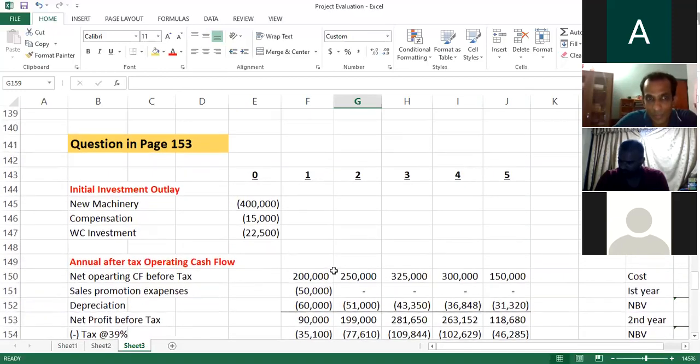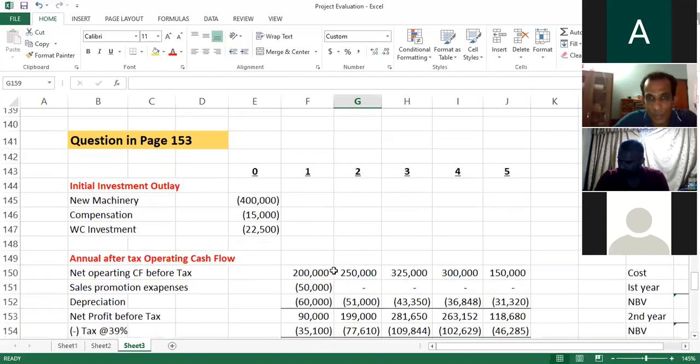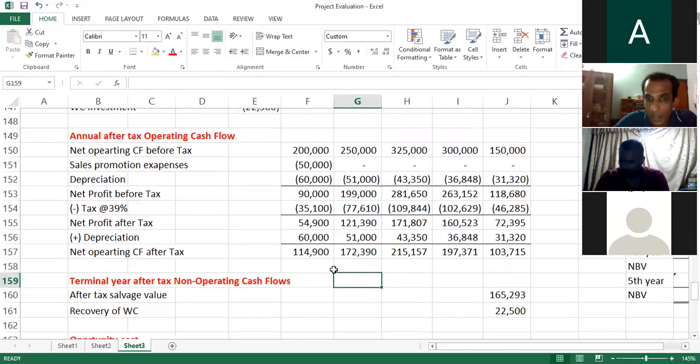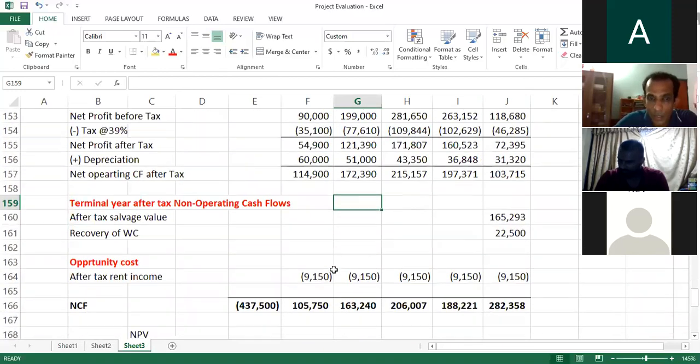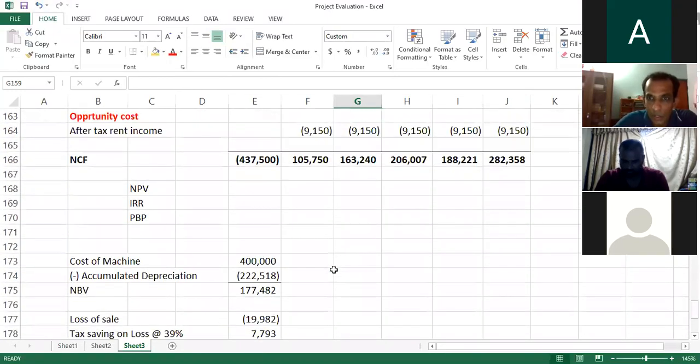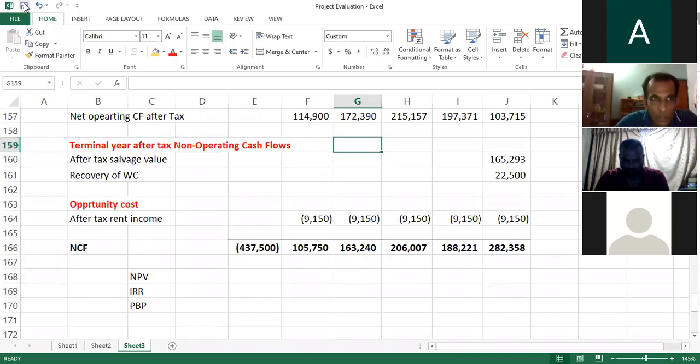This is not a loss now in this financials. Sorry? No, in all the years it's a profit, right? Which one? No, here in all the years cash flows. Yeah, all the years there are profits. But after tax salvage value, how come it came with... Oh, okay.